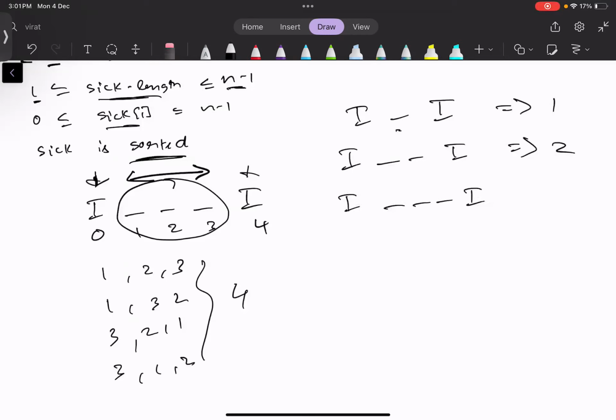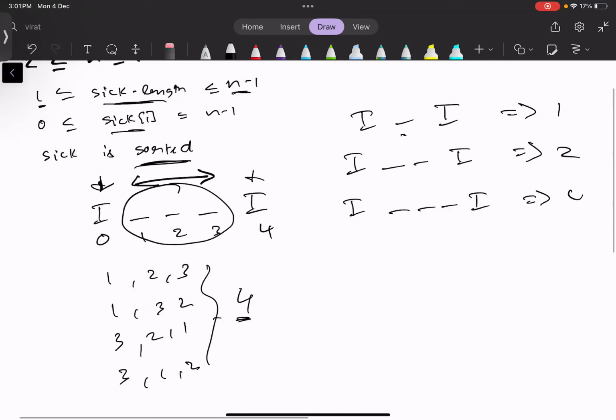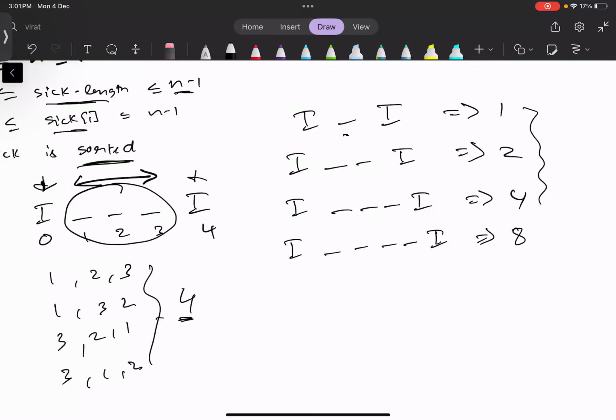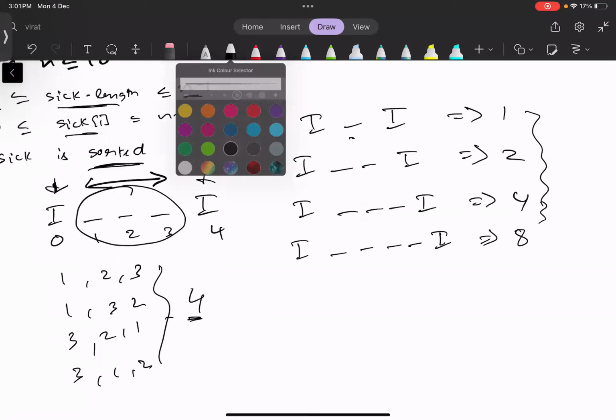For 3 people in the middle, we'll have how many possibilities? As we mentioned, it's 4, right? So if you observe, there is a power of 2 pattern. In case we had 4 people in between, the answer would be 8, right? Now let's understand how we can conclude this.